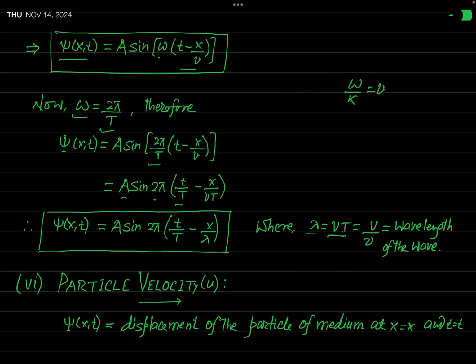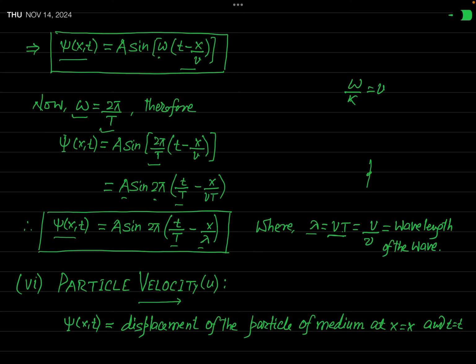So in terms of wavelength and time period, you may write this equation for a sinusoidal wave as psi of x,t equal to a sine 2 pi (t over T minus x over lambda). So these are the different forms of the equation of a plane progressive wave. Now as you know, when the wave travels, the particles of the medium vary in a simple harmonic manner, because we are talking about the harmonic wave.